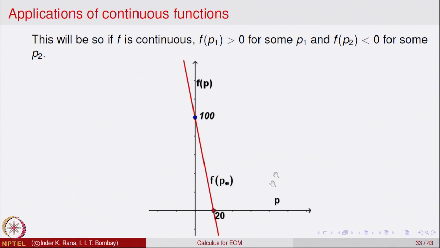In our case, it is not very difficult because the functions are simple. Since f of p is also a linear function, we can find that point, but in general it may not be easy. In many complicated problems where you want to show that there will be a point of equilibrium, this existence theorem is quite useful. The intermediate value property of continuous functions comes in handy when you want to show the existence of a point where the value is 0.